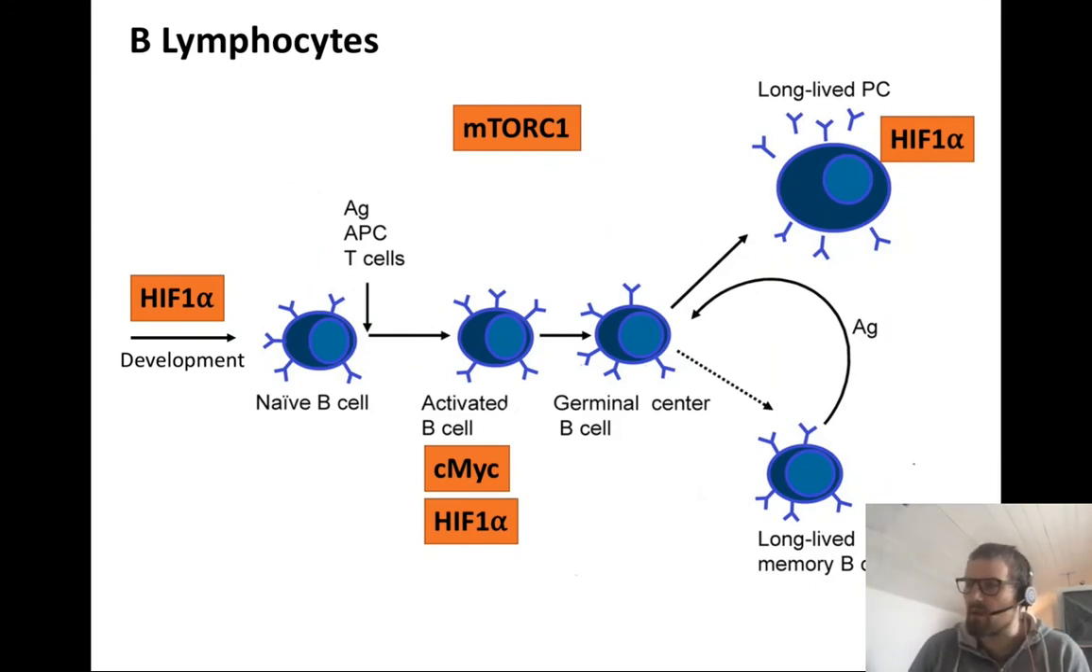So in terms of metabolic regulators, what are the key metabolic regulators in B cells? Again, we see a lot of the usual suspects that we've seen previously. HIF1 alpha is important for B cell development. It's also important during the activated stage. c-Myc is also important. HIF1 alpha is also important in this long-lived stage, similar to what we saw for the cytotoxic T cells. And of course, mTOR, which is a global metabolic regulator and crops up in a lot of cells, is very important here as well.